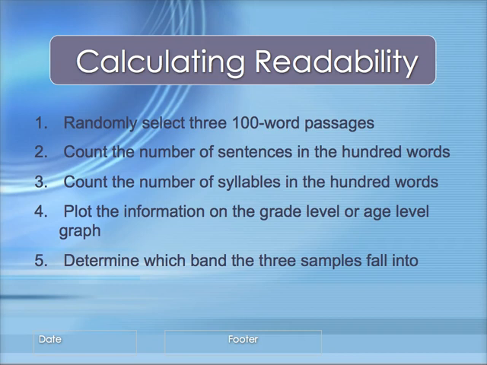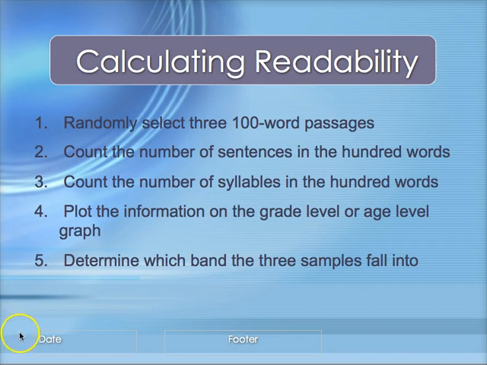Selecting the sections randomly is helpful. If you always select the beginning of a chapter, if you always select the middle, it does skew things. Usually the beginning of a chapter is a little bit lower readability than other sections of a book, but just make sure that you're selecting 3 random 100-word passages.